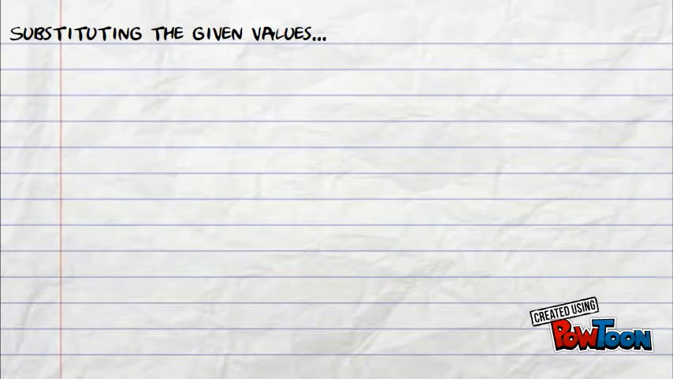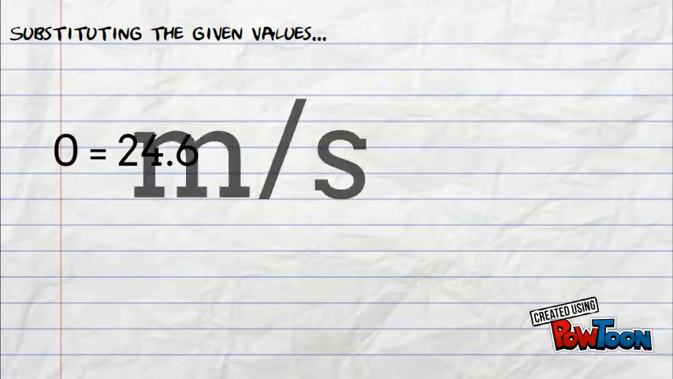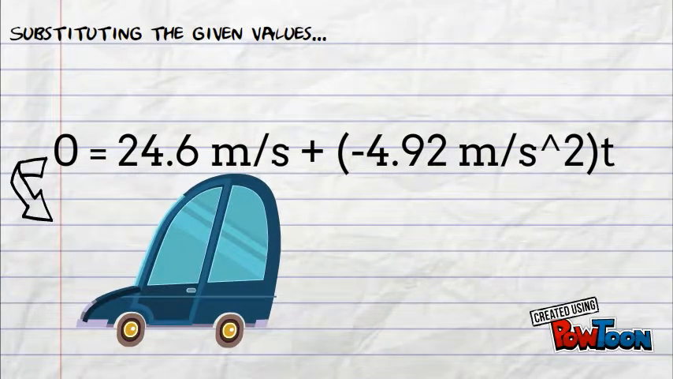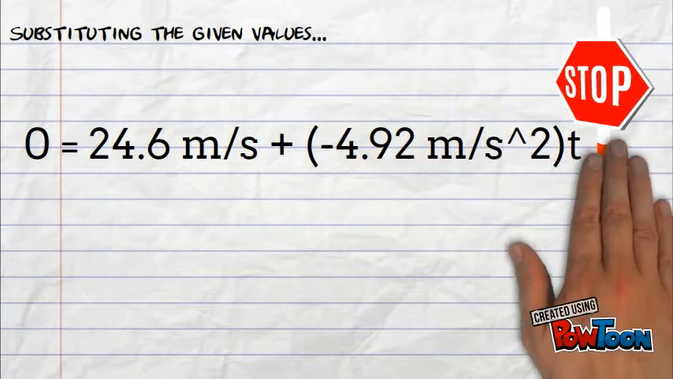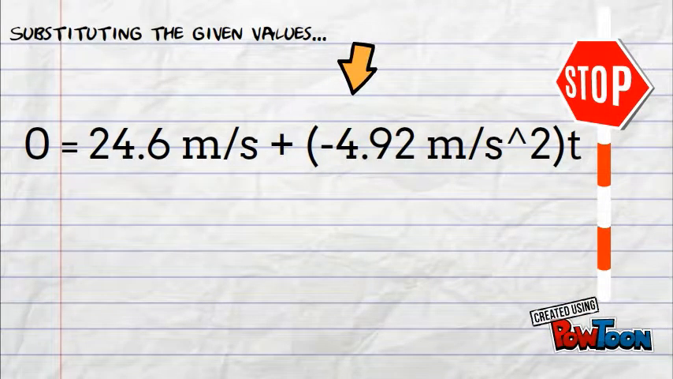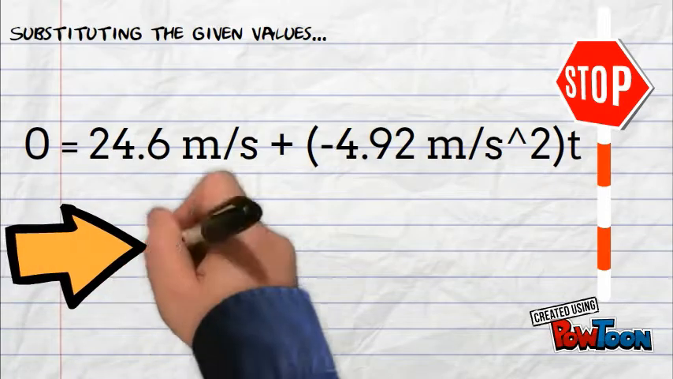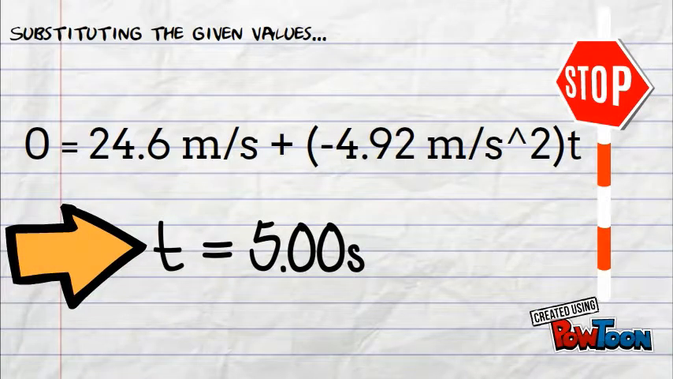Substituting the given values, we get that 0, because the car will eventually stop, is equal to 24.6 meters per second plus negative 4.92 meters per second squared, because it decelerates the acceleration is negative, multiplied by time. Solving for time, we get that time is equal to 5 seconds.